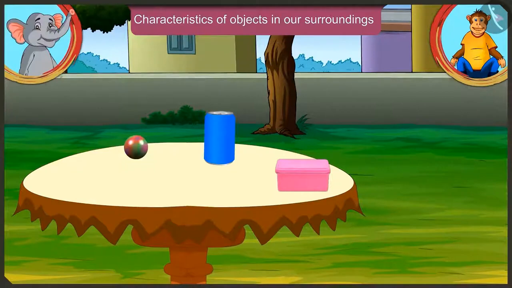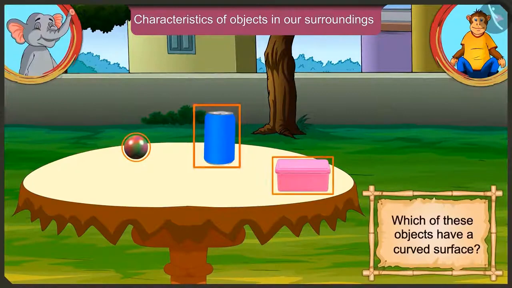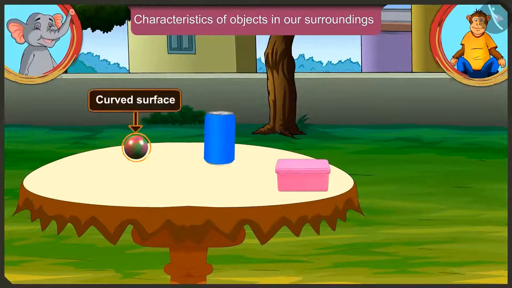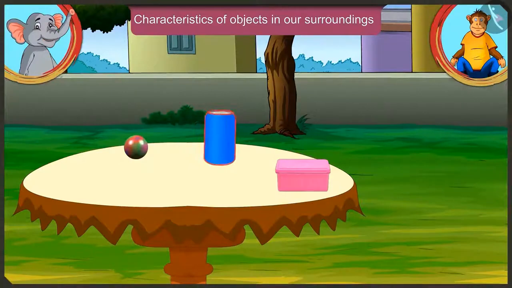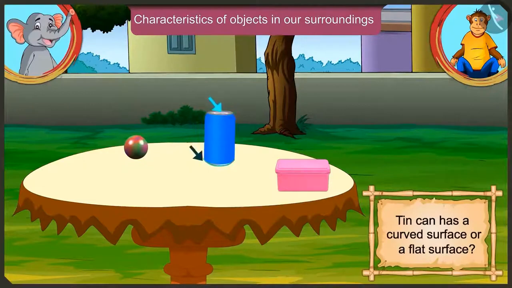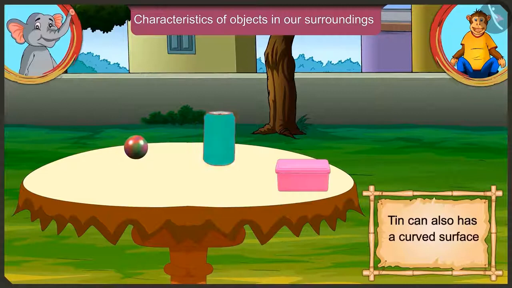Well done. Now, can you tell me that amongst the objects that are kept here, which of them have a curved surface? Here, this marble has a curved surface. And the tin can? Hey, this can stand upright, like the lunchbox, but it is also curved like the marble. So does it have a curved surface or a flat surface? It has a cylindrical shape. That means it is a cylinder. The surface of cylindrical objects are curved.